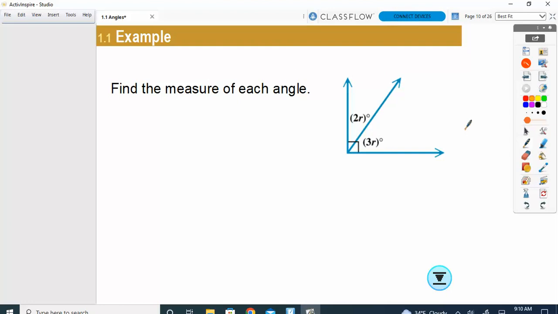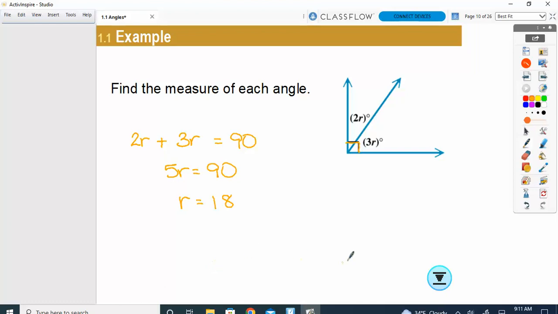All right, this one, if I want you to find the measure of each angle, what would we have to do here? You have to put 2r plus 3r equals 90 degrees. If I look at this, it has this box here, which means they're complements. They add up to 90, forms right angles. So 2r plus 3r equals 90. So we get r to be 18.